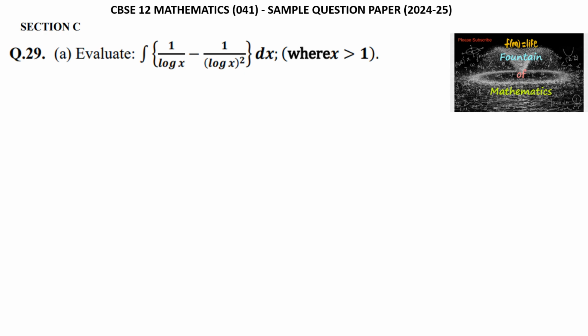We need to find the integral of (1 upon log x minus 1 upon (log x) whole square) dx, where x is greater than 1 given. So let us put log x equal to t, which implies x is equal to e to the power t. Then differentiating with respect to t, we get dx is equal to e power t dt.